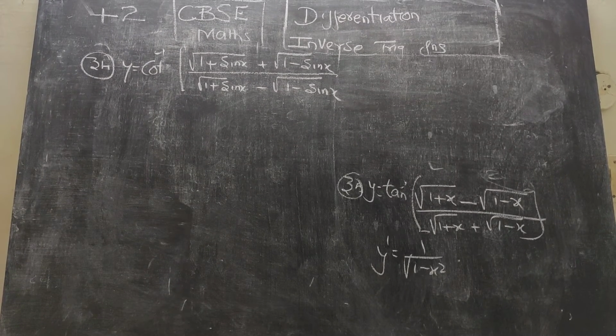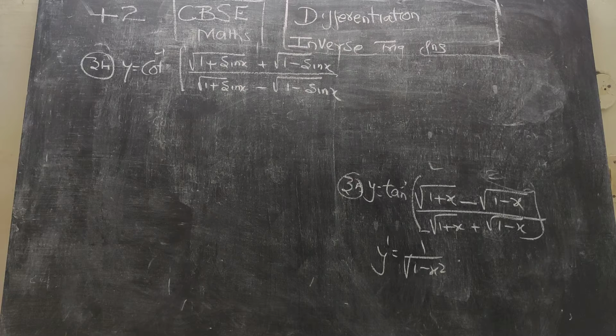Question number 34: y equals cot inverse of (square root of 1 plus sin x plus square root of 1 minus sin x) divided by (square root of 1 plus sin x minus square root of 1 minus sin x). Mostly the teachers are teaching that instead of 1, you take cos square x by 2 plus sin square x by 2. And sin x, you write it as 2 sin x by 2 cos x by 2.